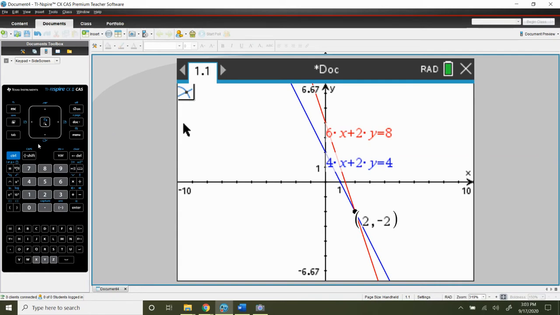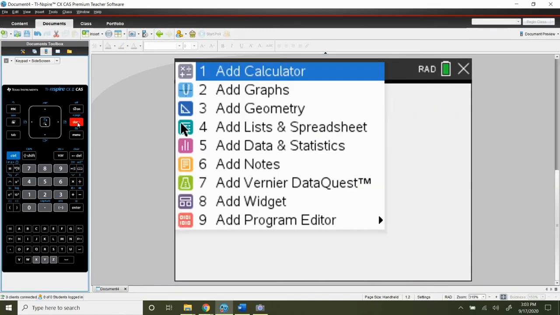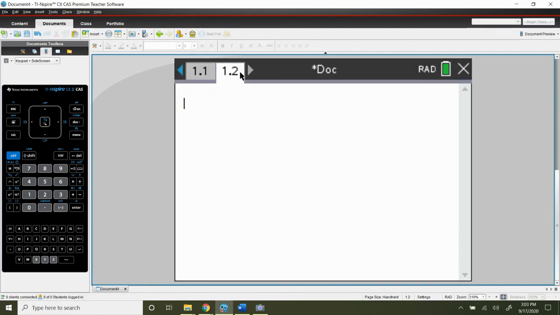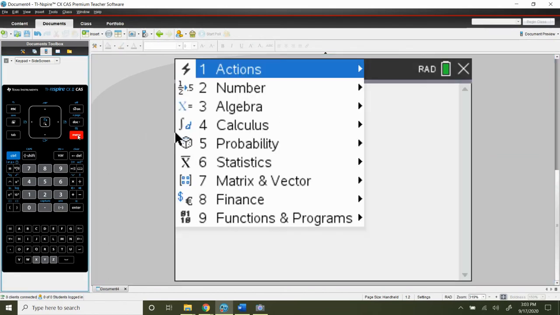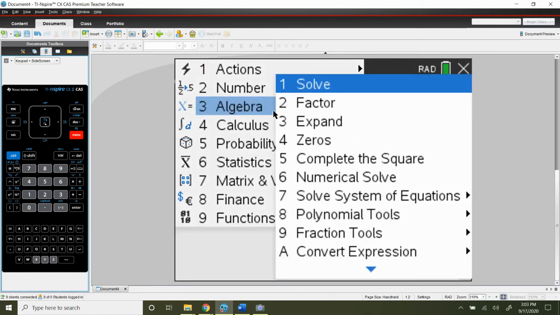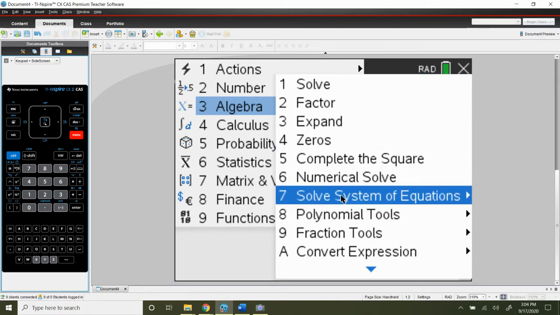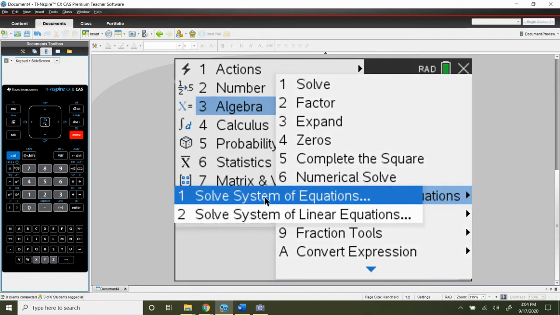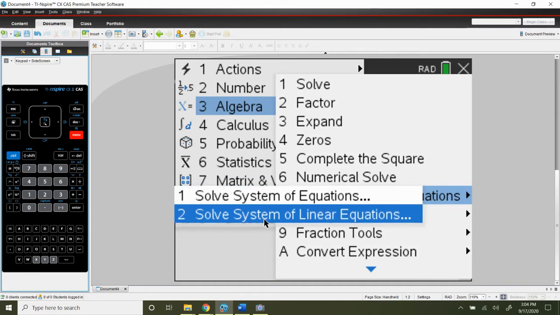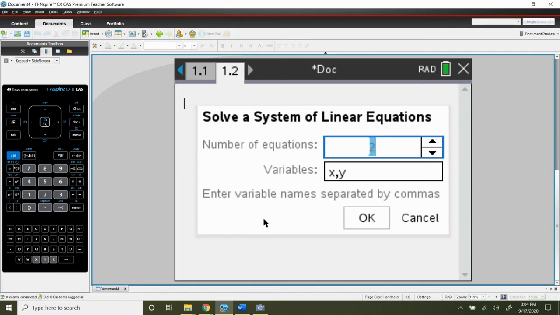Now I'm going to show you how to use solve system. Actually, let's just add a page here. So Control Doc, notice behind the doc it says plus page. We're going to add a calculator page. Go to menu, then algebra, and then solve system of equations, solve system of linear equations. You could do the first one, but the second one makes it a little bit easier. There are 2 equations, which is the default. You can change it if you had 3 equations and 3 variables, but we want 2 equations, just x and y, and hit OK.